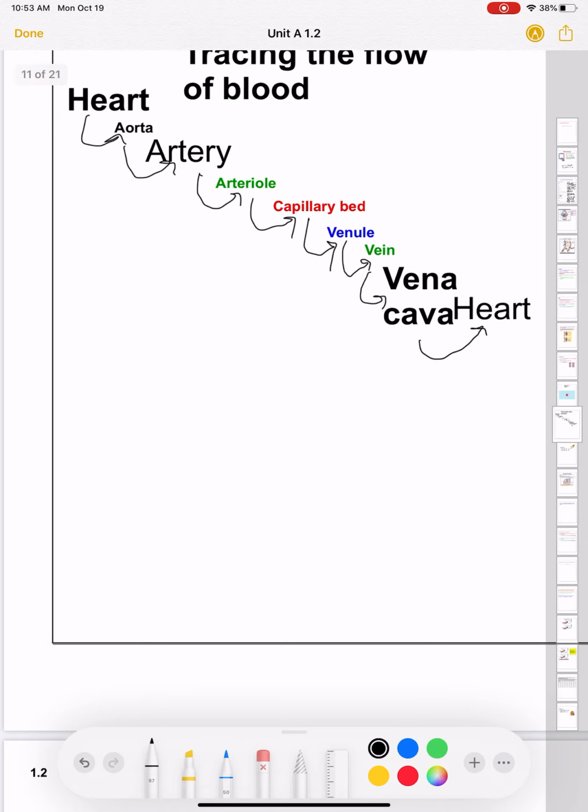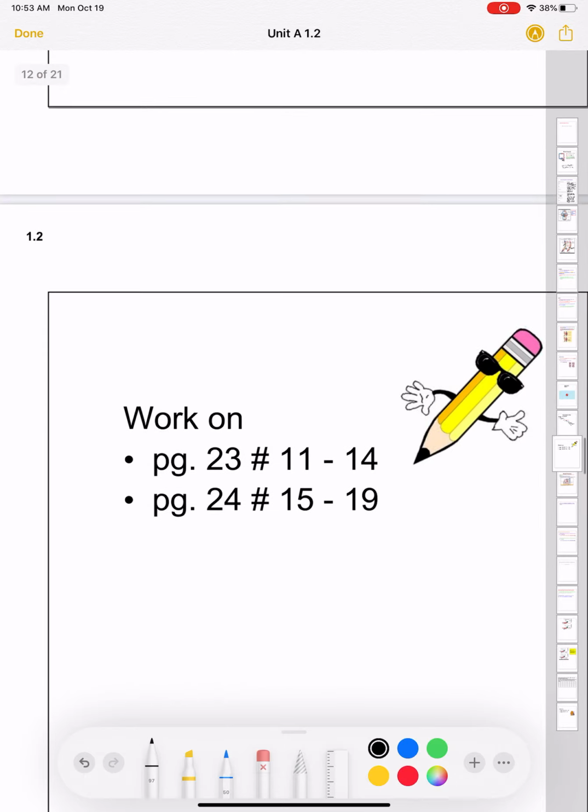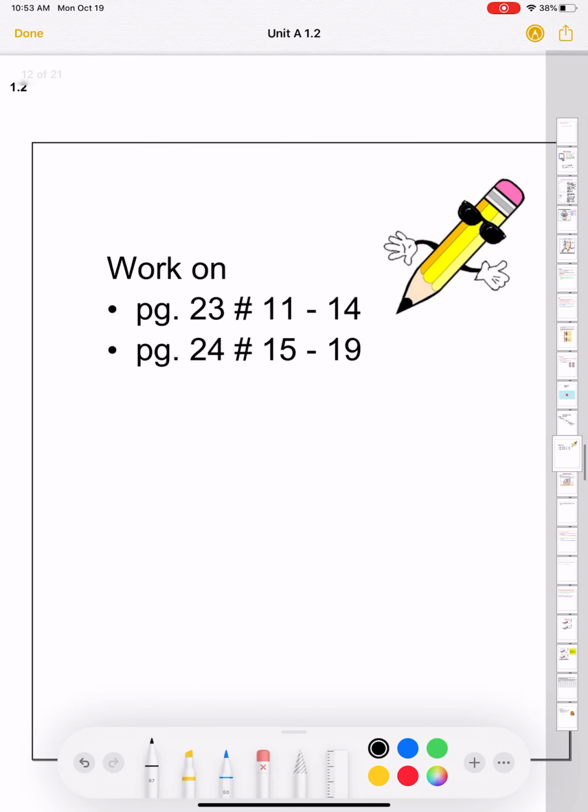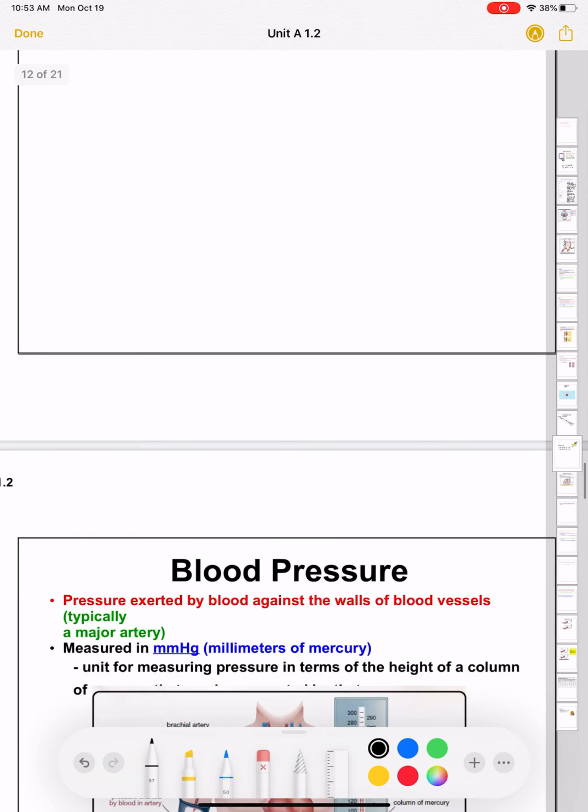many times. They say about 5 liters of blood goes through your heart in a minute. So here's some questions to work on from page 23 and 24 of your textbook. You can do that at the end. I'm going to continue on.